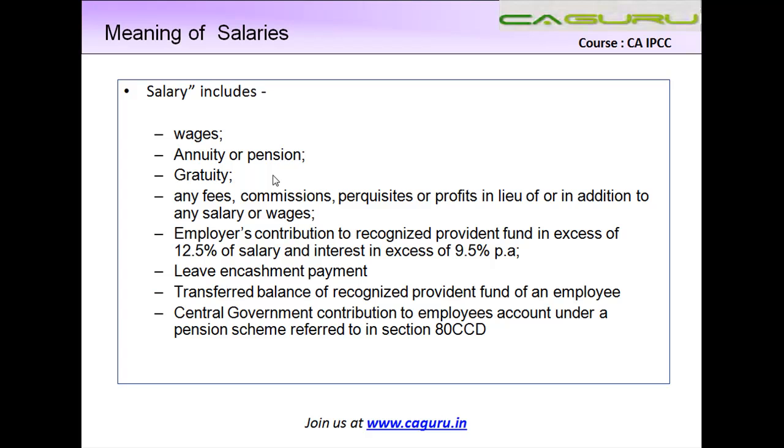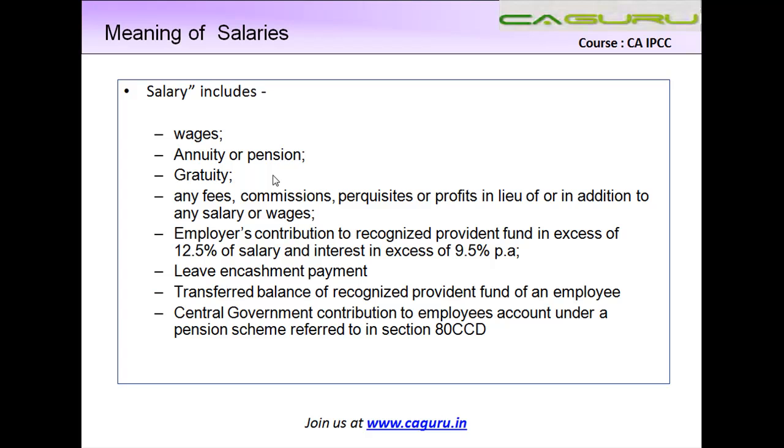If the employer contributes under the Provident Fund Act, an employer is under an obligation to contribute a certain percentage of the salary of the employee to a provident fund. But if the employer contributes more than 12.5% of the salary, then that is also taxable. Leave encashment, transferred balance of a recognized provident fund of an employee, again to be discussed in detail, and central government contribution to employees under a pension scheme referred to in section 80CCD.